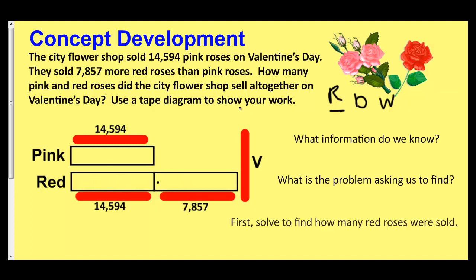And then here's our question. How many pink and red roses did the City Flower Shop sell altogether? That's why this part right here, they used a line. You can use a line or you can use this kind of a fancy mark, but this is what we're trying to find. This is our question. Okay, so you would draw this tape diagram, and just by drawing this, it's kind of obvious what we're going to do to answer the problem.